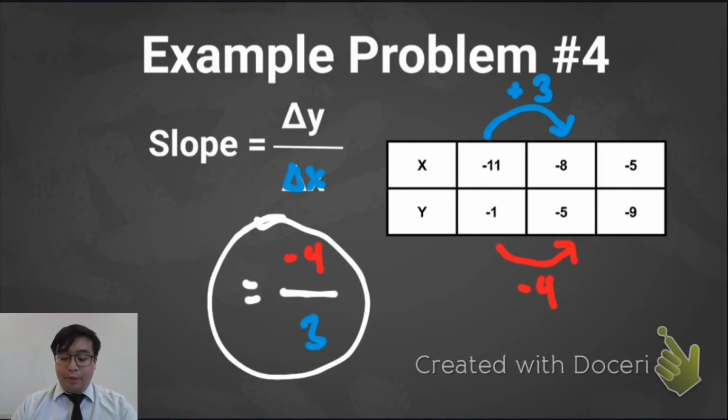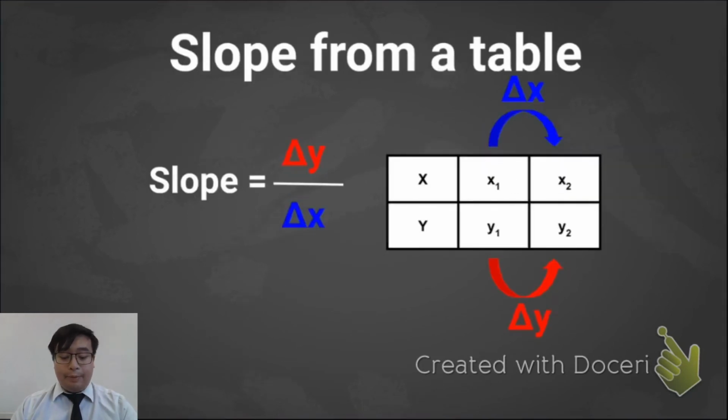So just remember, when we're trying to find slope from a table, we're comparing two y values to find the change in y, and then comparing two x values to find the change in x. And we need to make sure that our arrows are going in the same direction, that they're being consistent.